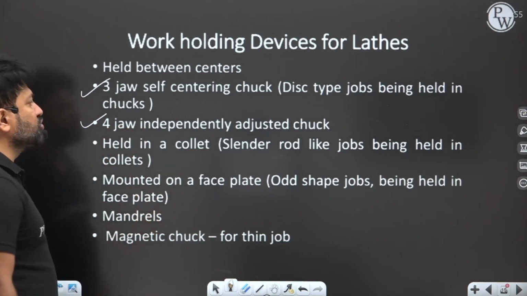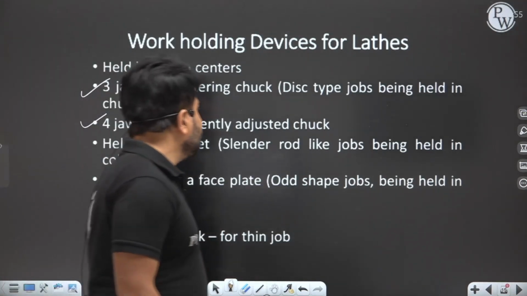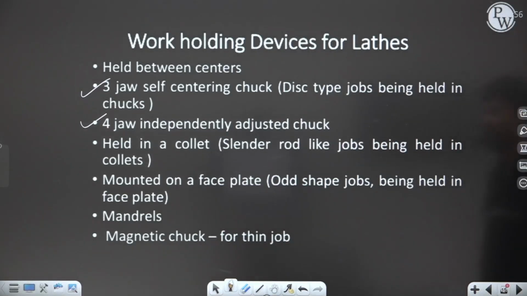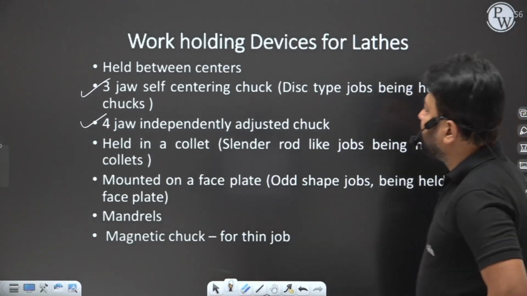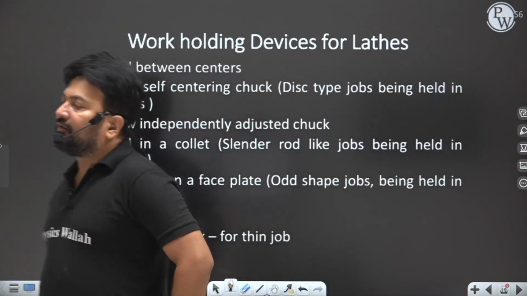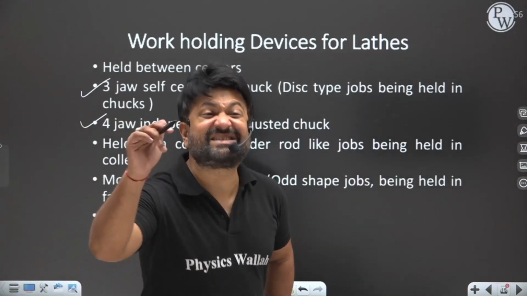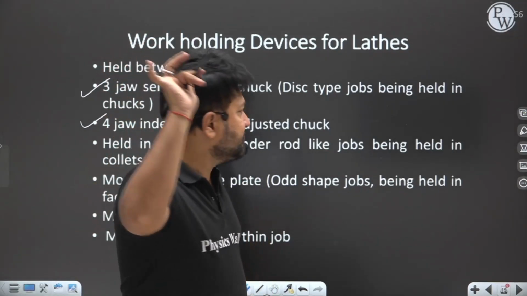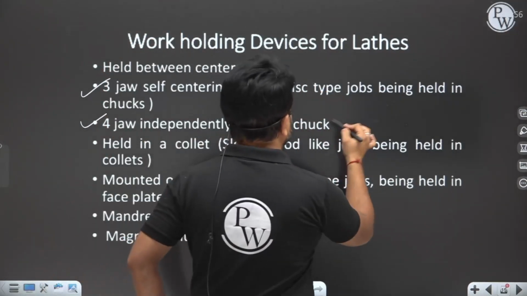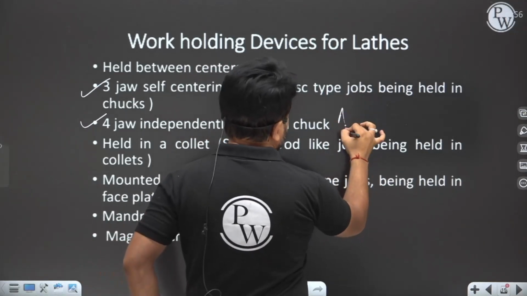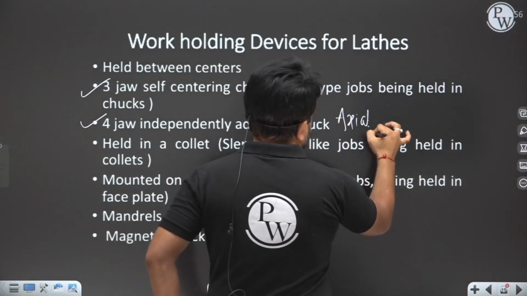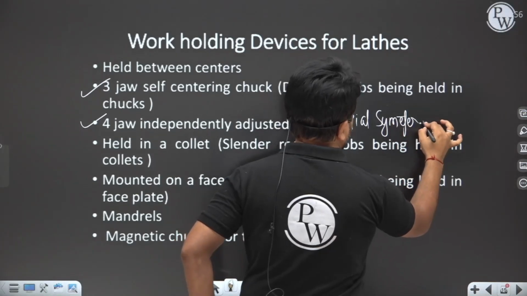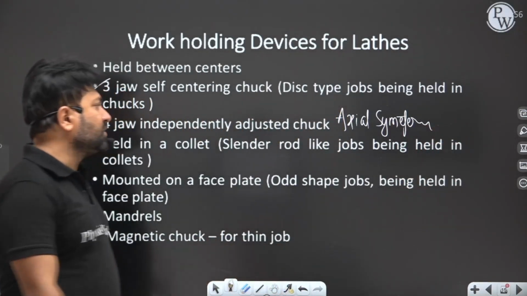Next is the 4-jaw chuck. That is an independently adjustable chuck, right? Here also we can hold workpieces which are axially symmetrical. Along with the disc type workpiece, you can hold axially symmetrical workpieces, right? Now, what is a collet?